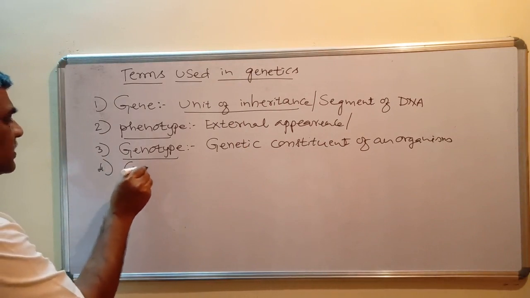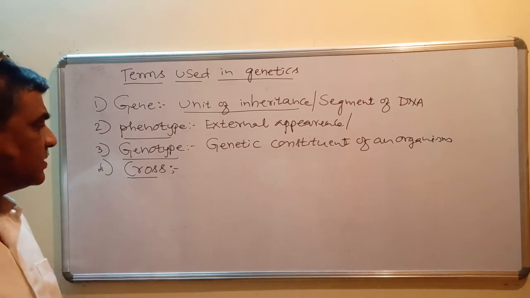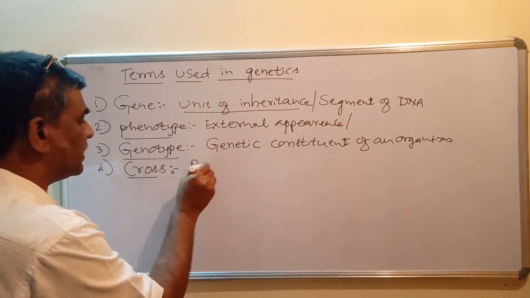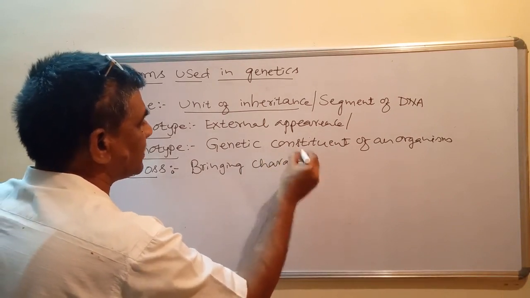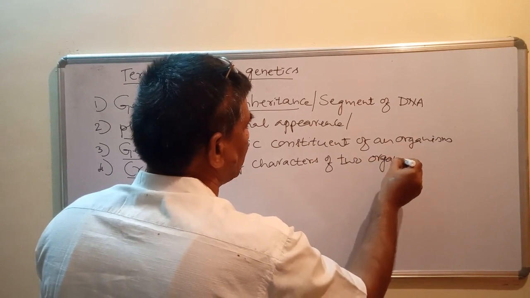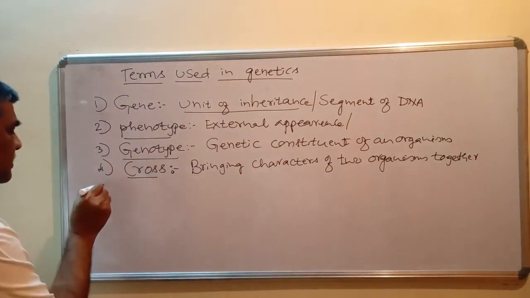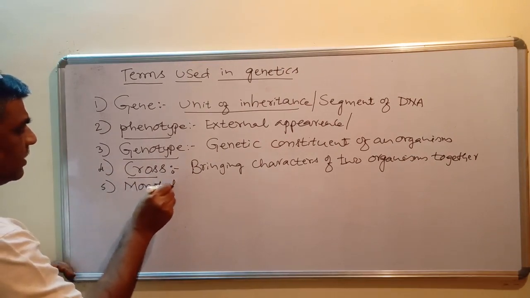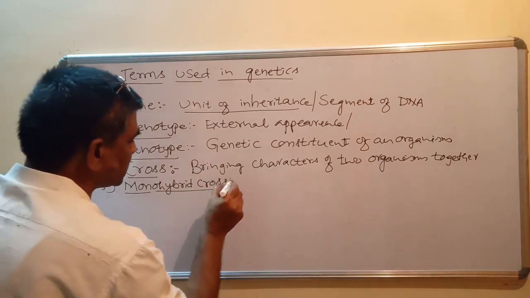Next one is, you have to understand the word cross. We will use this word repeatedly in the genetics chapter. Cross means the process of bringing the characters of two different organisms together. So crosses are of different types. In this we have to understand monohybrid cross. You know that very well.